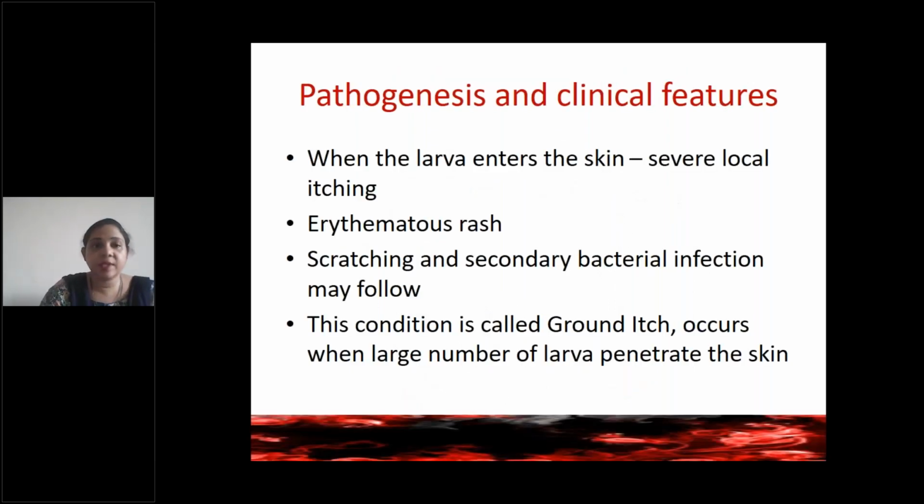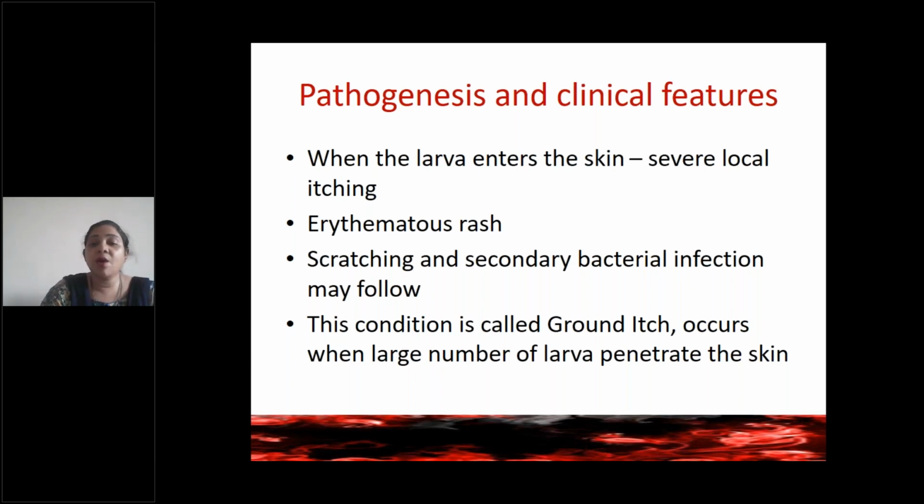Pathogens and clinical features. When the larva enters the skin, there is severe itching. When the larva enters the body, the first symptom to be noticed is severe itching, with the presence of an erythematous rash. The rash is usually infected. Scratching and secondary bacterial infection may occur. Yes, that is common. What happens when you get itchy? You will scratch. Sometimes there may be secondary bacterial infection also.